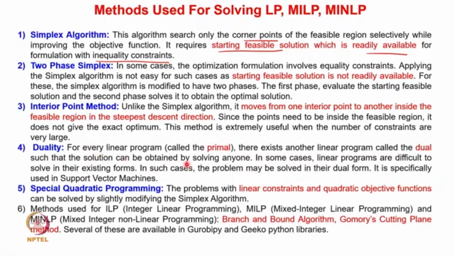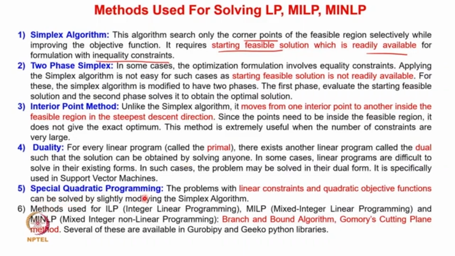The next point is duality. Sometimes the problem formulation in one form is difficult to solve. So for every linear programming formulation, there exists another parallel problem which we call a dual, and the optimum solution of both primal and dual is the same. So instead of solving a problem in the primal form, we solve it in the dual form, when the solution of the problem is easier in the dual form. Okay.